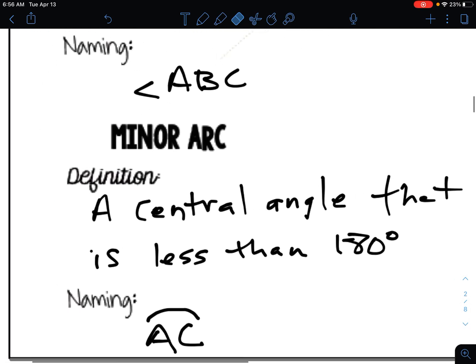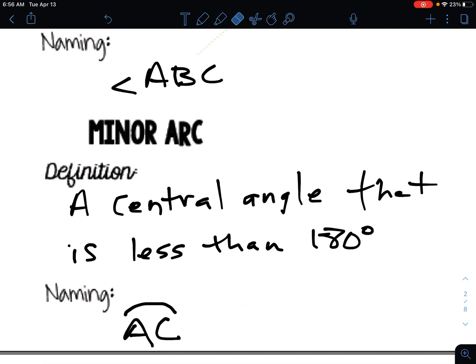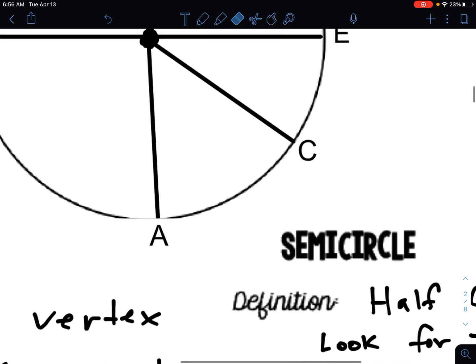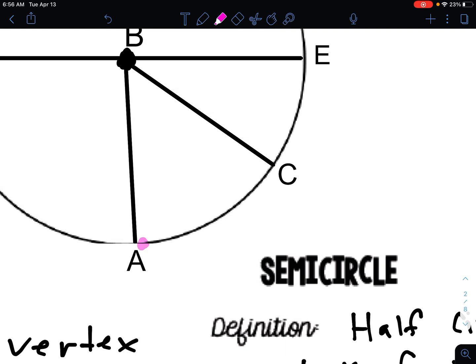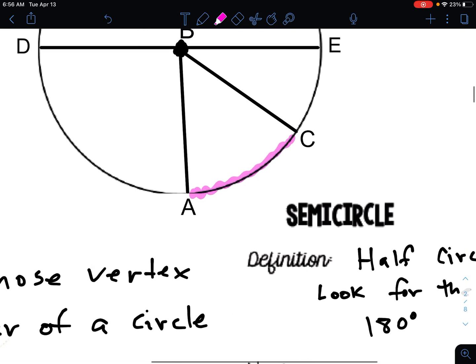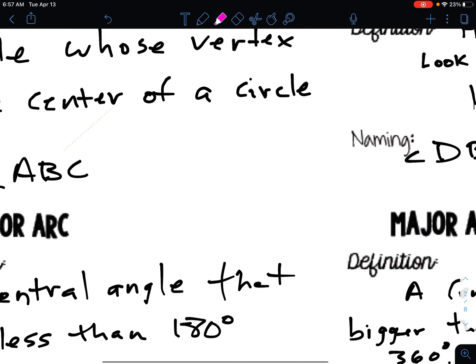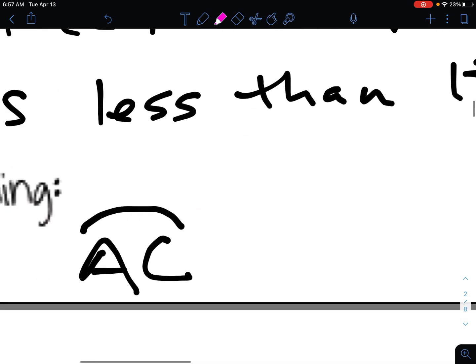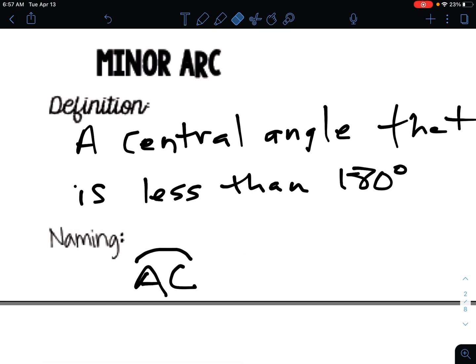We got a minor arc. Central angle that is less than 180 degrees. So it's the part of the arc in between the 2 letters, like I said, between A and C. That's less than 180 degrees, less than a semicircle. The way we would name that is the 2 letters that the arc is in between, where it begins, where it ends, with the arc symbol over the top of it. Draw like a little eyebrow or something. A minor arc is less than 180.